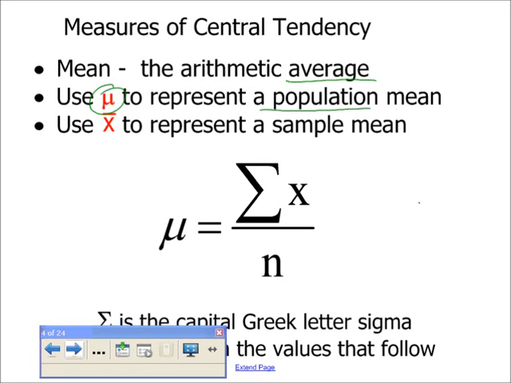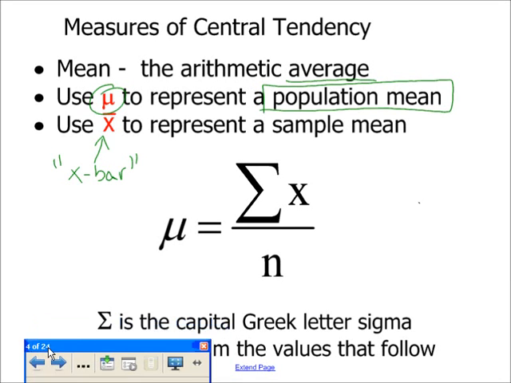All right? Now, we are primarily going to use mu here, because we're always going to refer to our population mean. We're going to take an entire population, add them all up, and then divide by the number of people there. In statistics, if you use a sample, we use this symbol instead, and you say that as X bar. But don't worry, we're going to stick primarily with mu here.